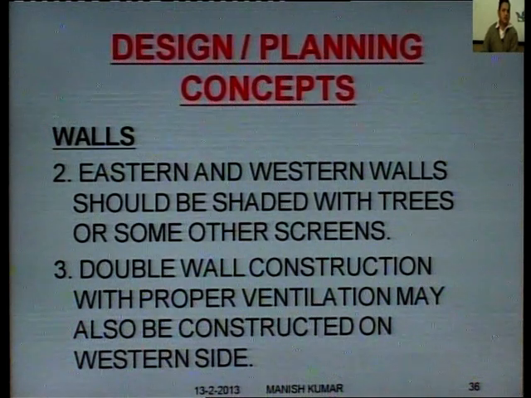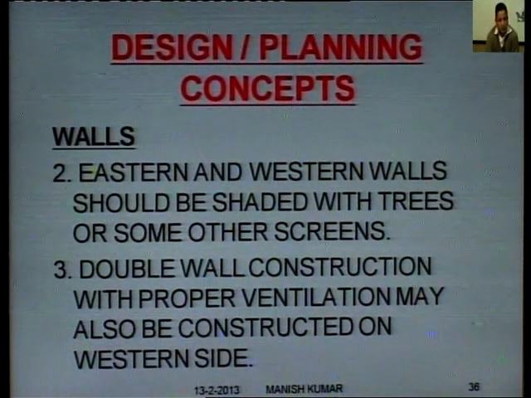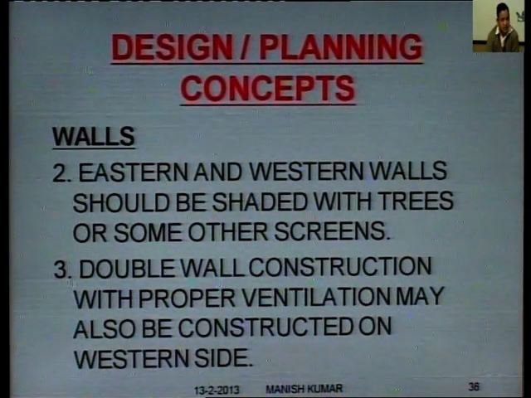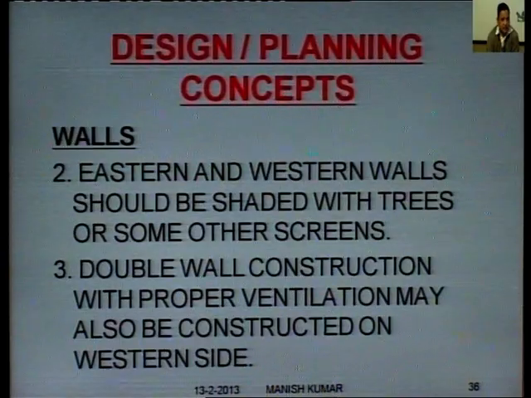Next, walls. Eastern and western walls should be shaded with trees or some other screens. In east and west, sun is at lower angle, so walls should be provided with some sort of shady trees or some other screens, or we can provide double wall construction with proper ventilation, which may also be constructed on western side.